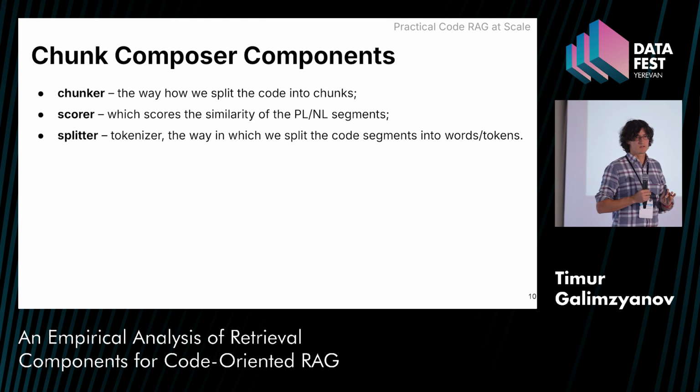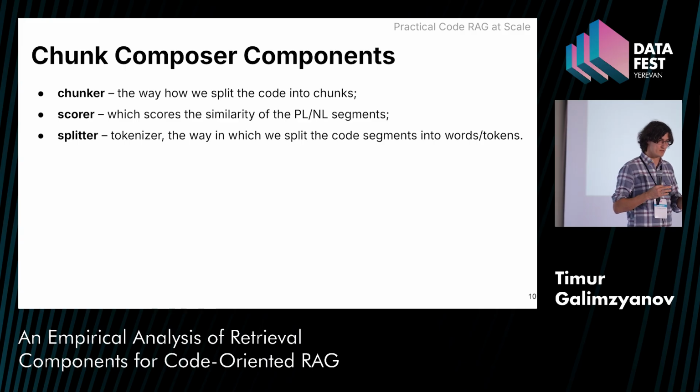So let me dig a little bit deeper into how our retrieval composers work. They contain three main things. First, the chunker, the way you split the files. You can keep them intact, the whole files. You can split them by lines, for example, or you can split them into syntax-aware pieces, let's say by classes, by methods, or something like that. Then you need to score.